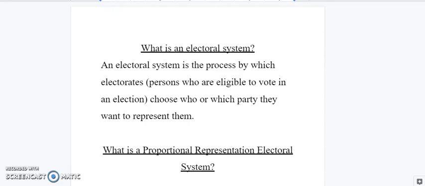Today we will be talking about electoral systems used in the Caribbean. There are two electoral systems that are used in the Caribbean. They are the first past the post system and the proportional representation electoral system. However, for today's class, we will be focusing on the proportional representation electoral system. In another class, we will look at the first past the post system.